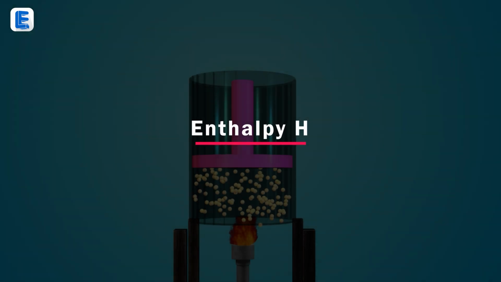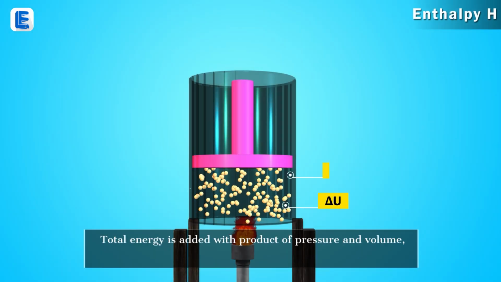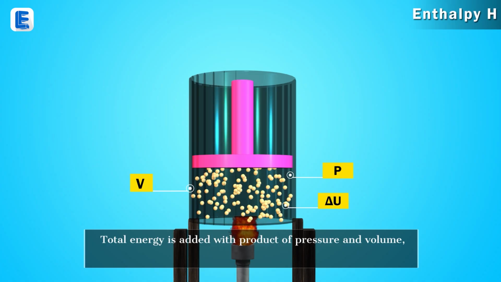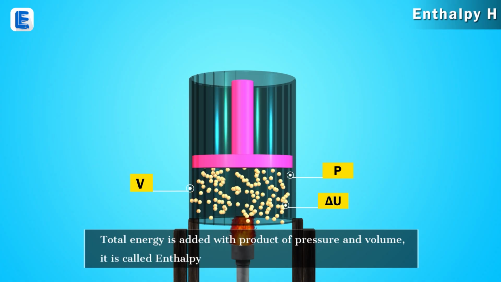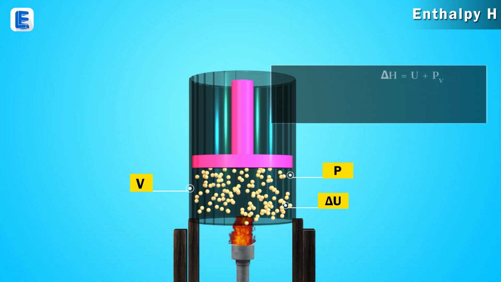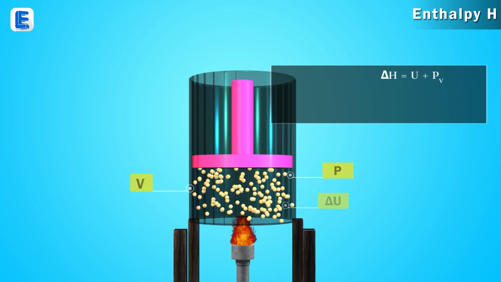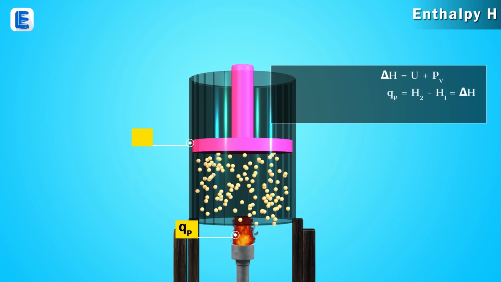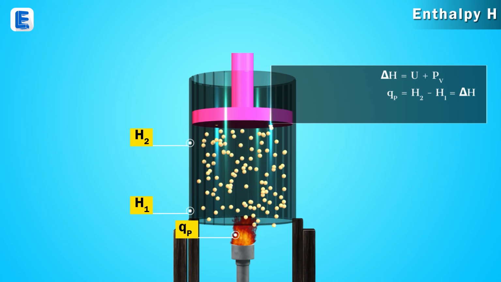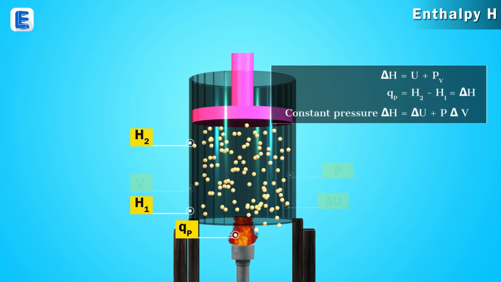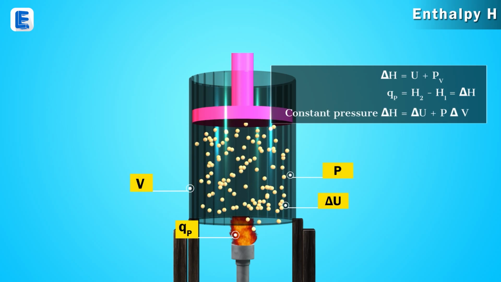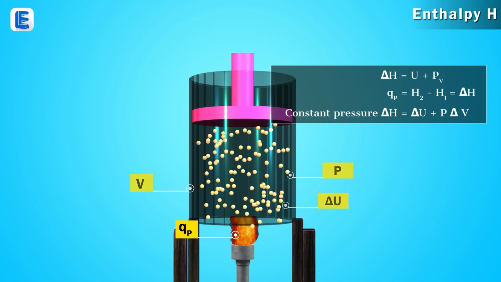Enthalpy, H. If total energy is added with the product of pressure and volume, it is called enthalpy. H is equal to U plus PV. Qp is equal to H2 minus H1. That is equal to delta H. At constant pressure, delta H is equal to delta U plus P delta V.